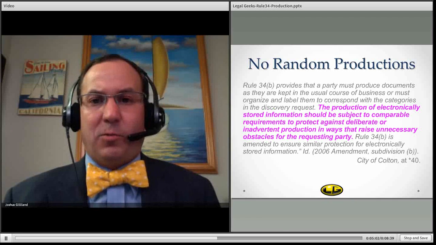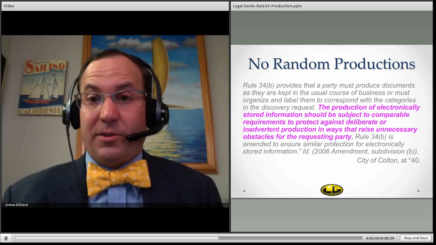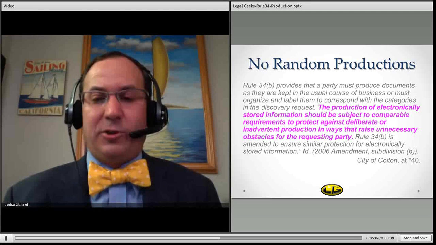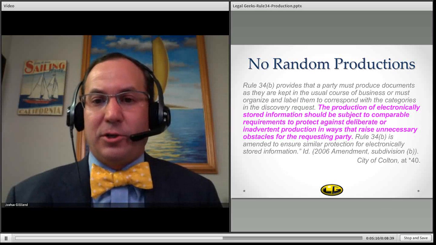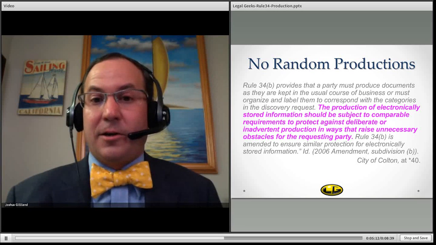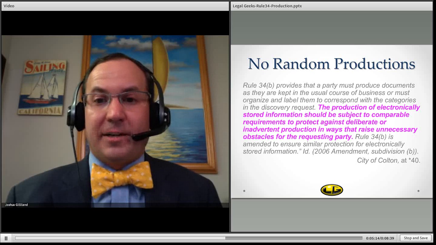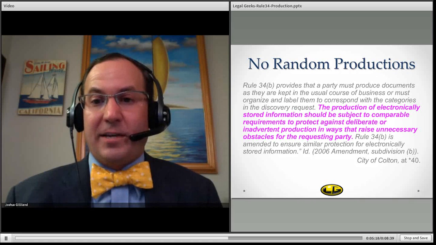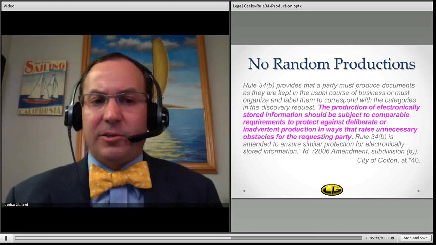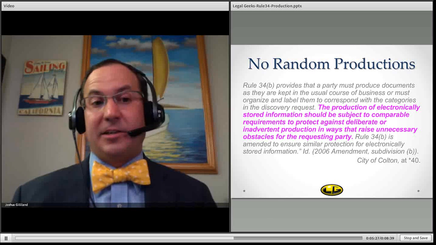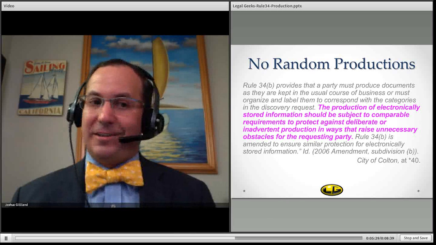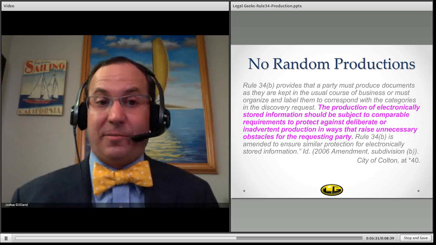And more importantly, we continue that with the production of electronically stored information. Now, this section of the case states that the production of electronically stored information should be subject to comparable requirements to protect against deliberate or inadvertent production in ways that raise unnecessary obstacles for the requesting party. So as we're reading this, we're going like, whoa, we're starting to see that section applies to electronically stored information as well.